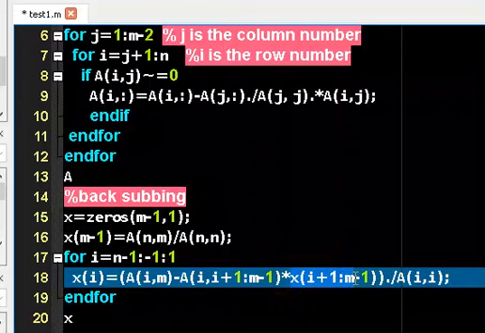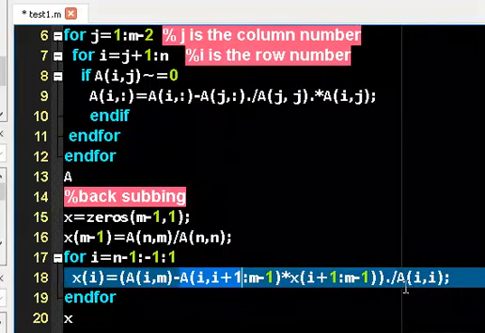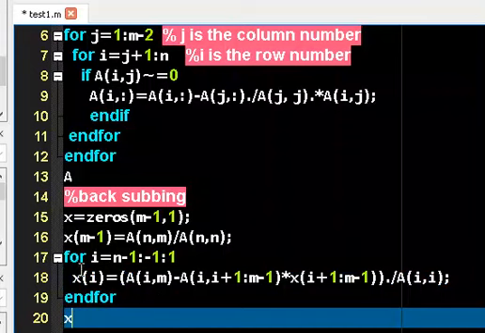the product of coefficients of a, going from i plus 1, i plus 2 up to m minus 1. This one is multiplied by the corresponding x, like this. When this for loop completes, you get the solution.